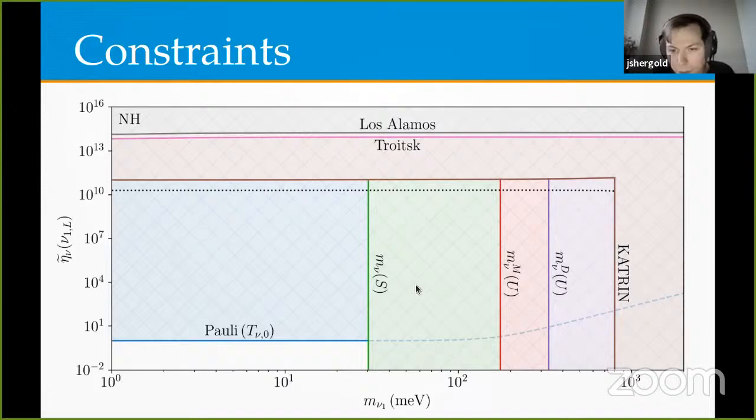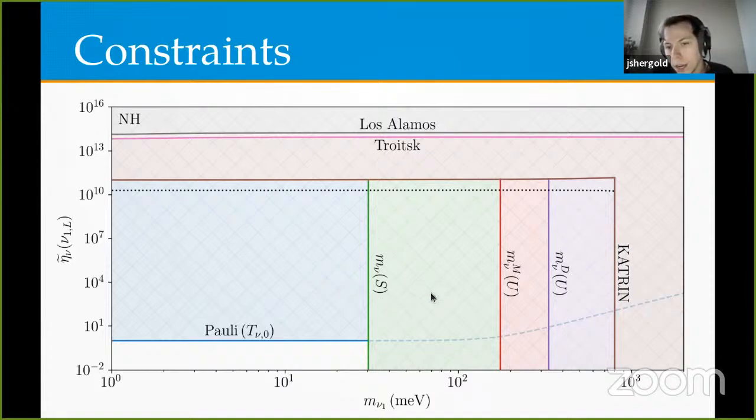Then going from right to left, we've got constraints on the neutrino mass. KATRIN sits at about 0.8 electron volts, which more recently has been updated to about 0.45 electron volts, which sits further to the left. Then in green, we've got the bound on the sum of the neutrino masses from cosmology. This bound that I've shown here is from Planck.